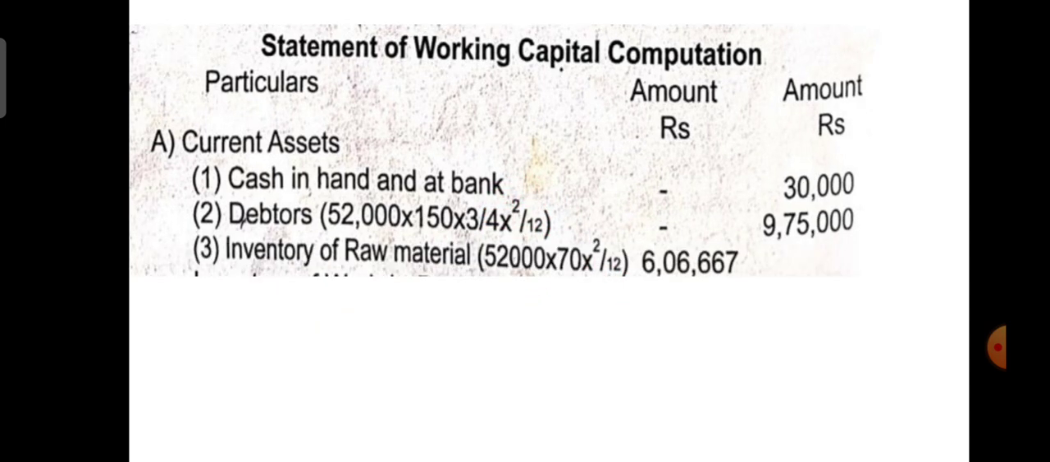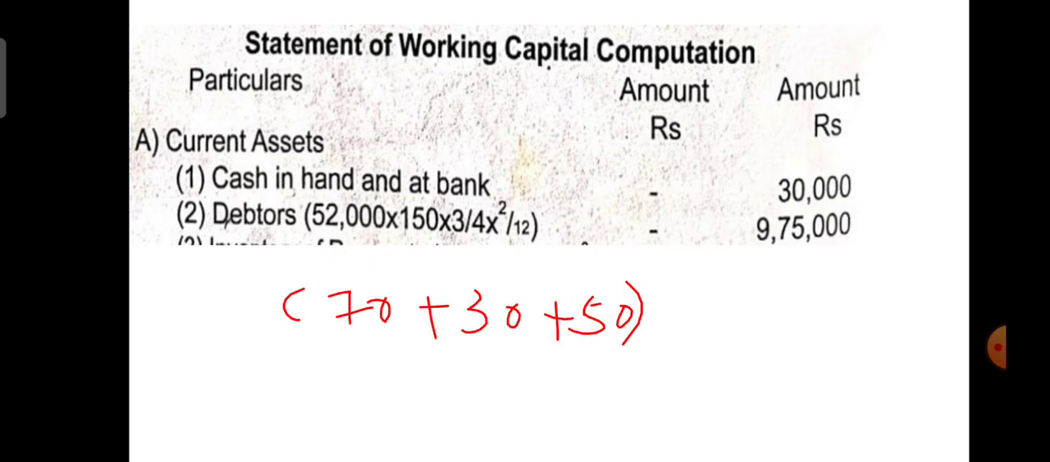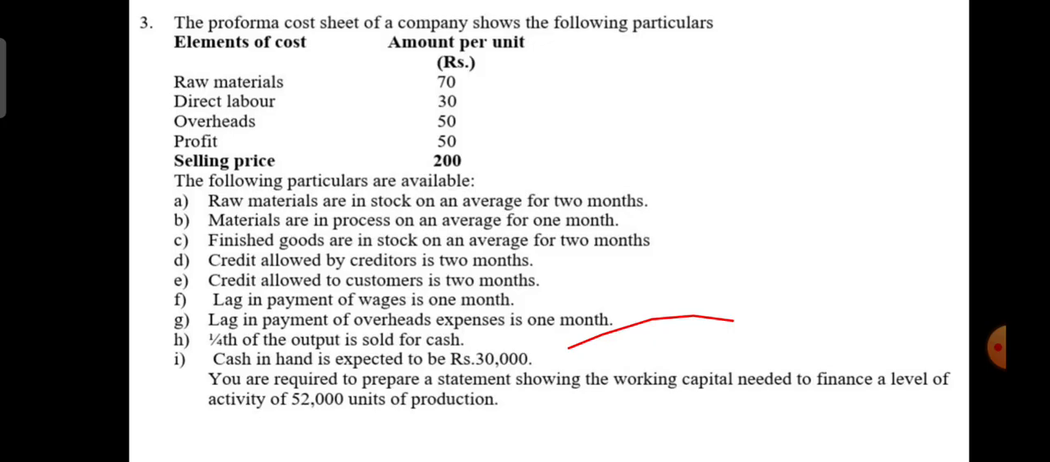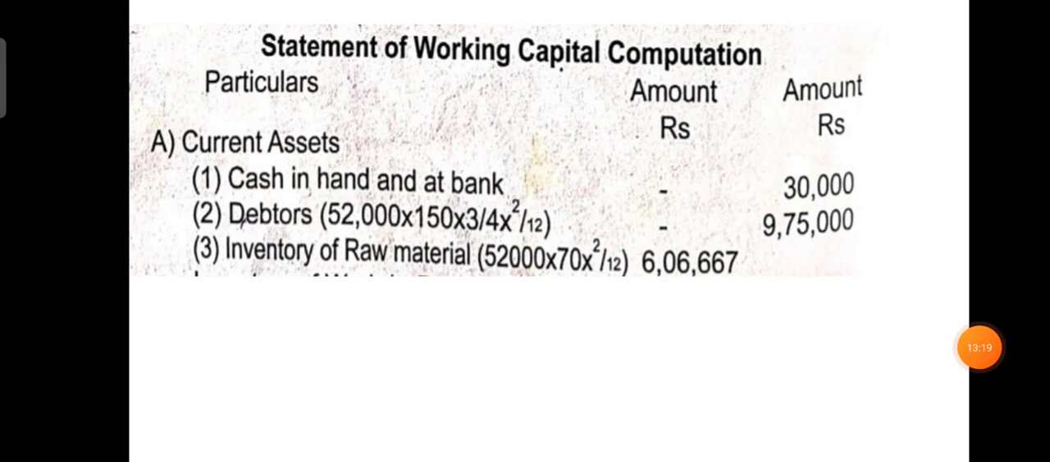Inventory of raw material. Inventory includes raw material, work in progress, and finished goods. So the first item is raw material. Look at the question. Total 52,000 units and raw material is 70. Raw materials are there in stores for 2 months. So 52,000 into 70 into 2/12. It is 6,06,667.